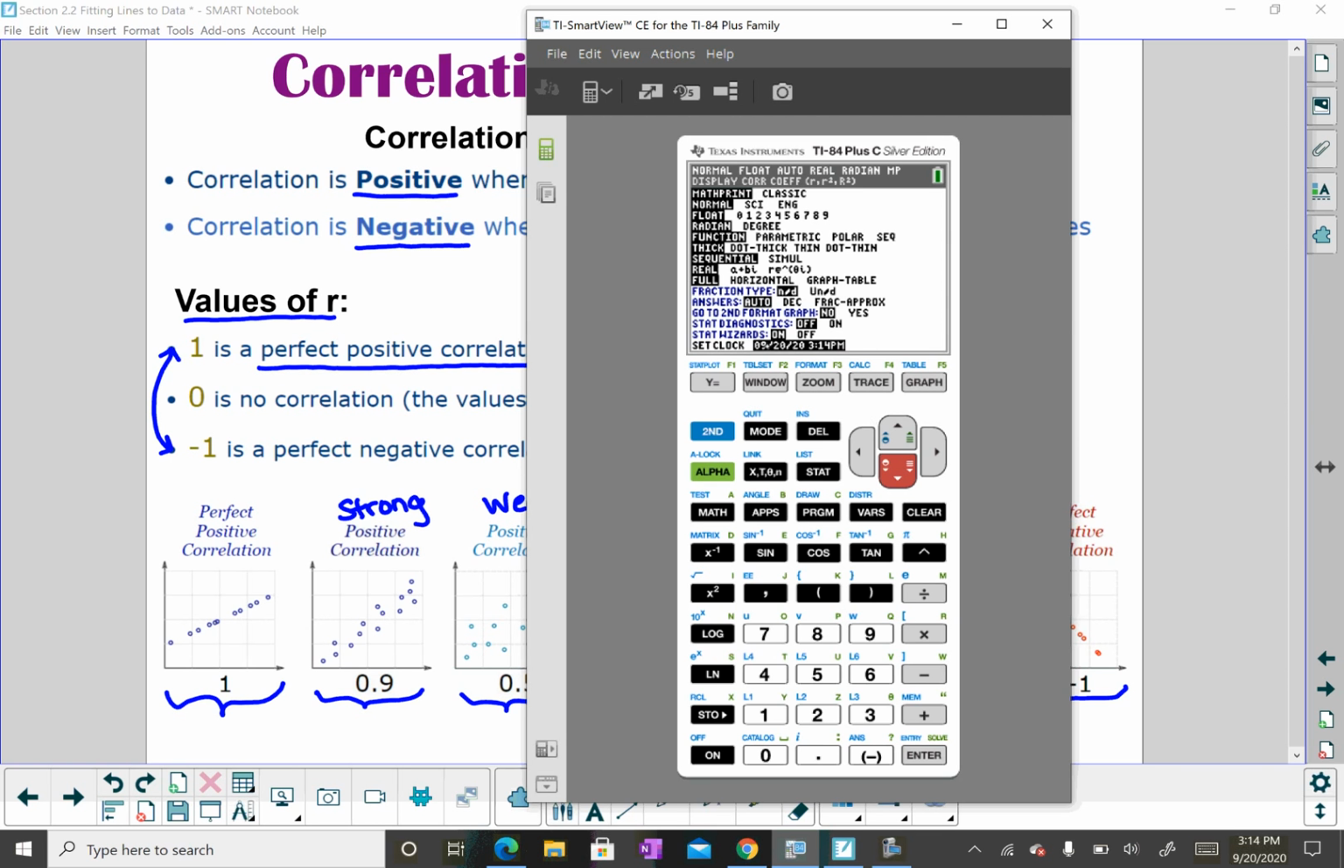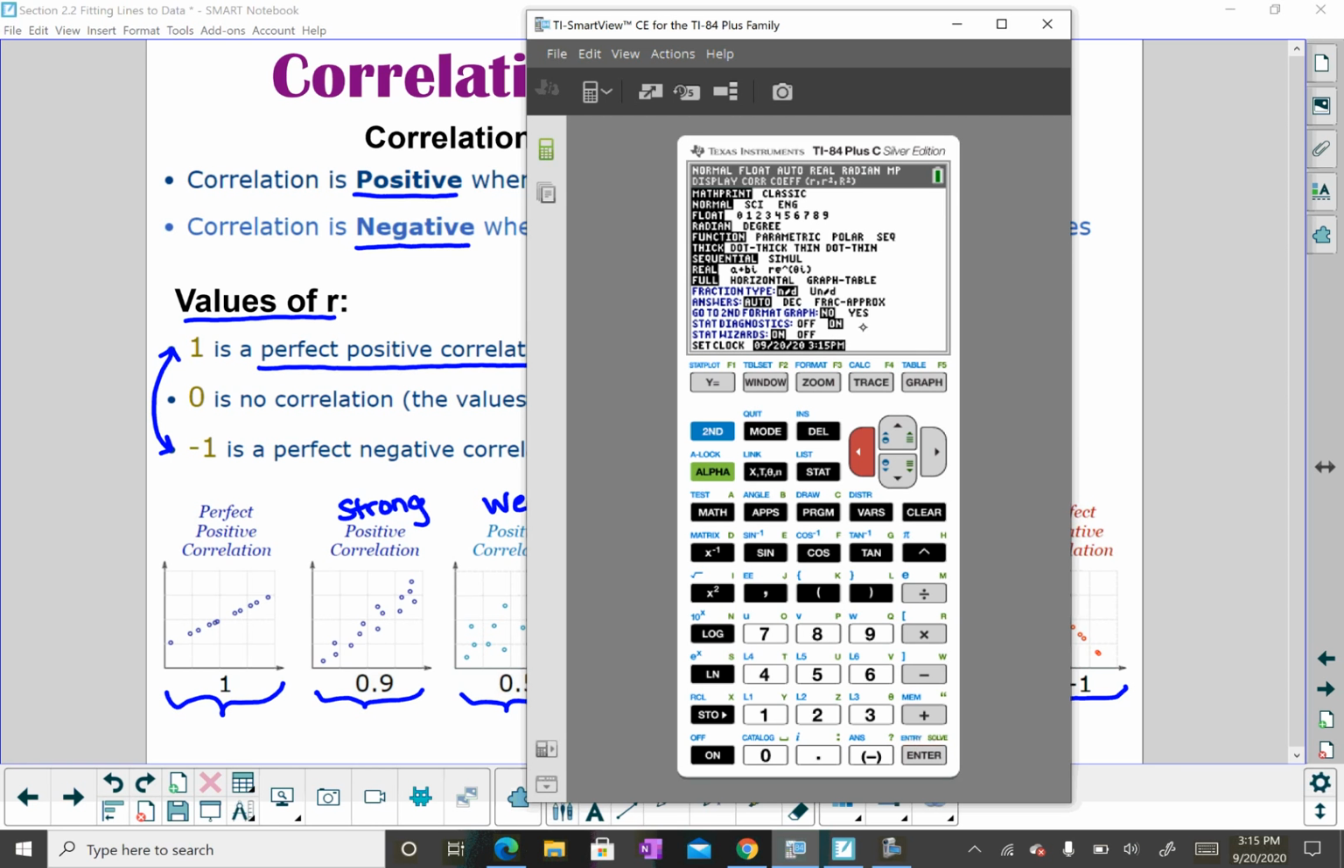There we go. You can see right now my stat diagnostics are off because that's what's highlighted. If I go to the right and hit enter, it will turn my stat diagnostics on. So if you didn't have it on already, you want to make sure you turn it on. Everybody's calculator, that should be highlighted.